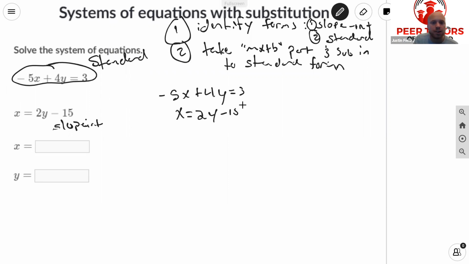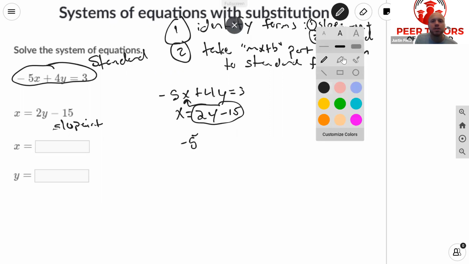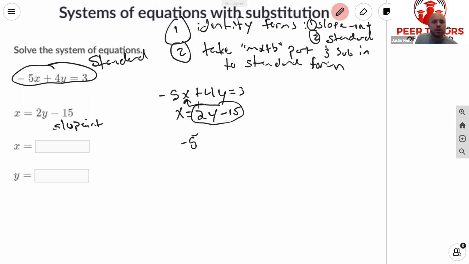2y minus 15. So what I do is I always circle the mx plus b part, and now you see it's my minus b. But in any case, it's what x equals. That's what it says. So we are going to put this in for x because it says x equals that. So now I'm going to write -5. How many times have we used a different color? So take this thing, we're going to substitute it in right here.